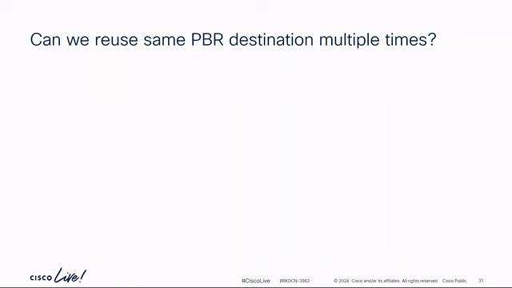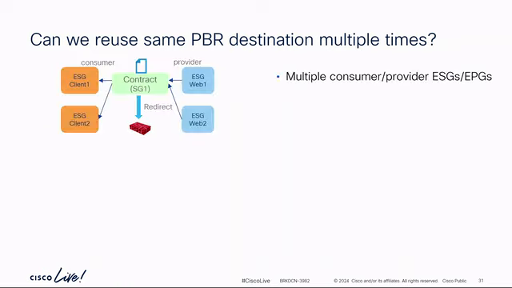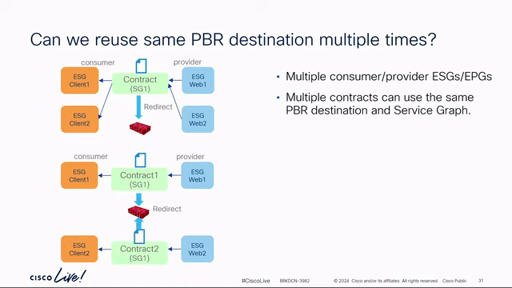The next question is, can we reuse the same PBR destination multiple times? The answer is yes. I've been using one EPG consumer provider contract as an example, but you can put multiple consumer EPGs and multiple provider EPGs reusing the same PBR destination. Even if contracts are different, you can point to the same firewall destination. So you don't have to create a new firewall or new interface depending on new contracts. So you can reuse the same firewall as much as possible, if that makes sense.